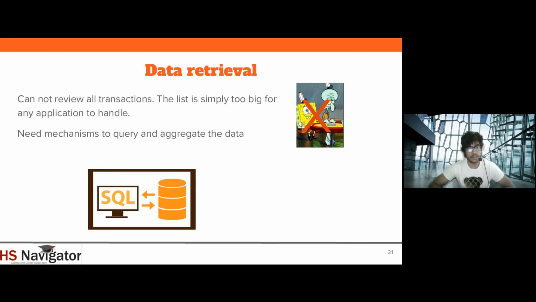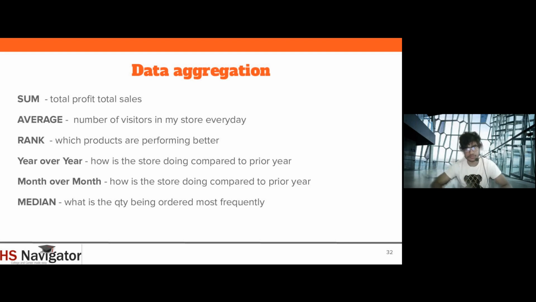Data retrieval. You cannot review all transactions. The list is simply too big for any application to handle. You need mechanisms to query and aggregate the data. For example, SQL. Data aggregation.